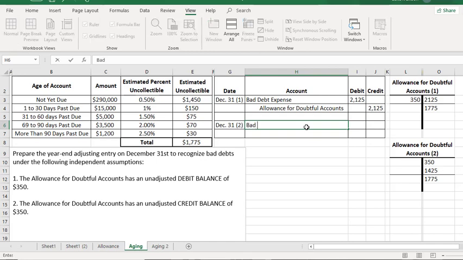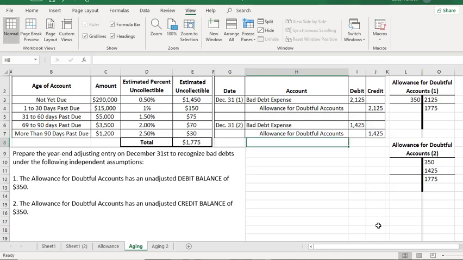So this is going to be the same two accounts as last time. That's bad debt expense, that's for $1,425. And then we have the allowance for doubtful accounts, also for $1,425. Alright, we are finished with the journal entries.